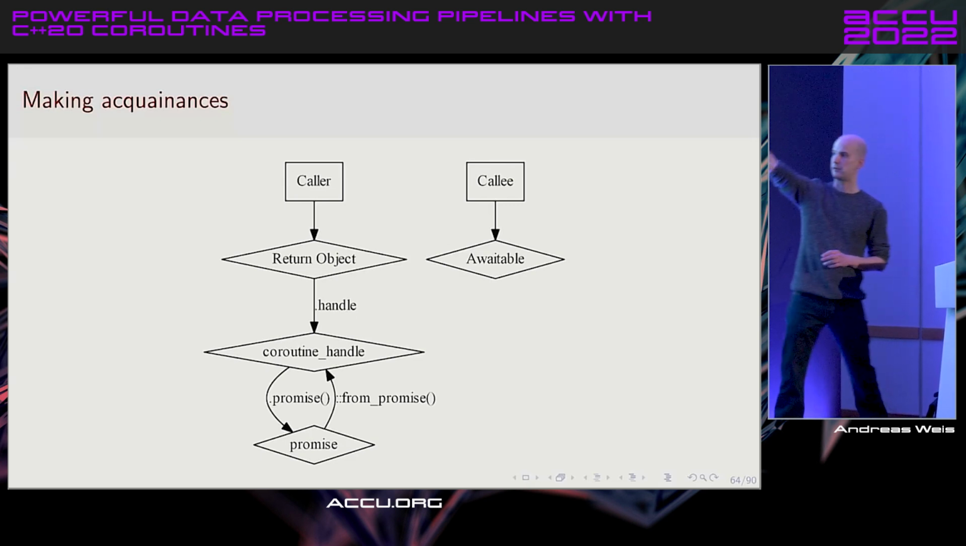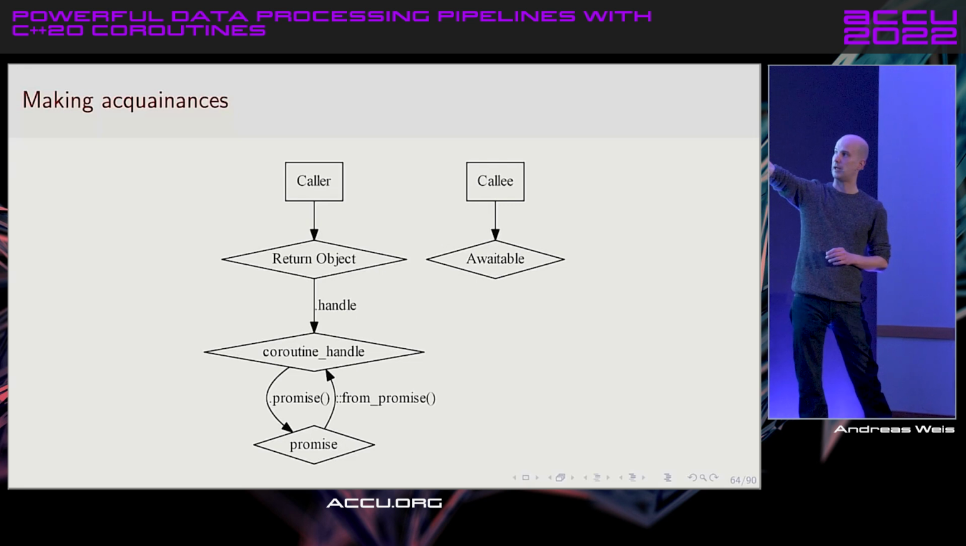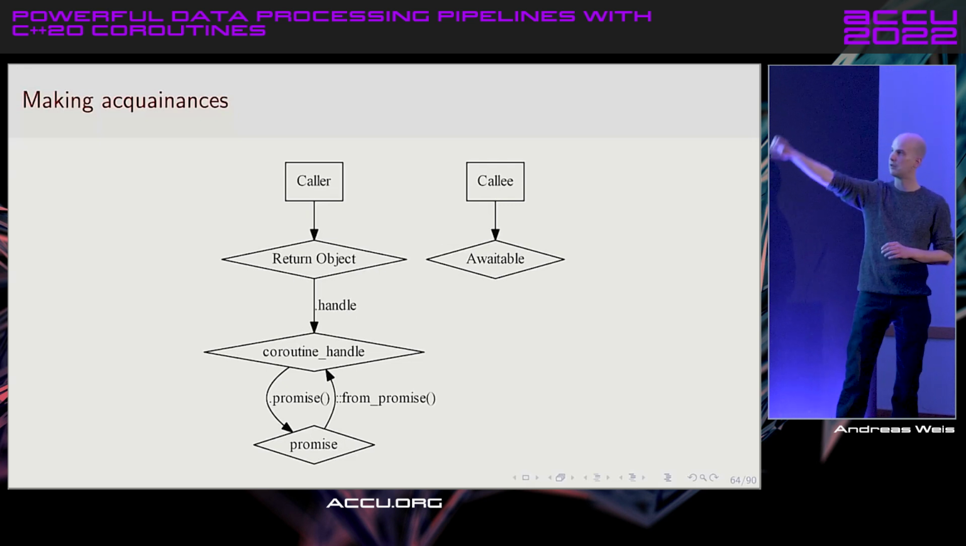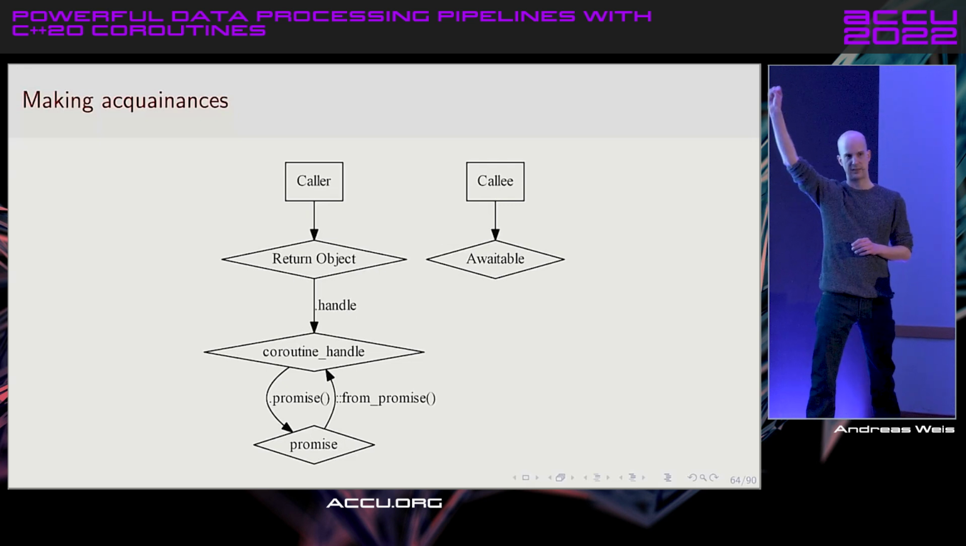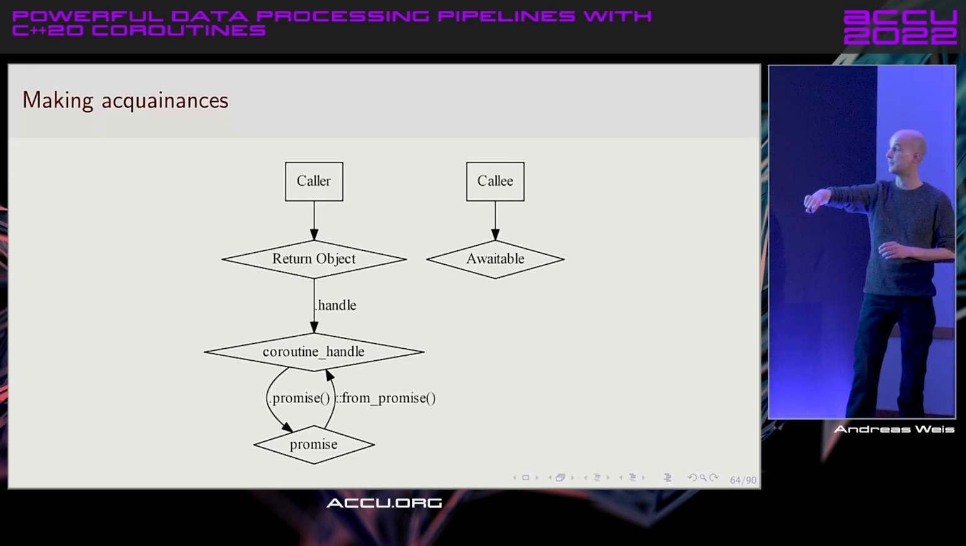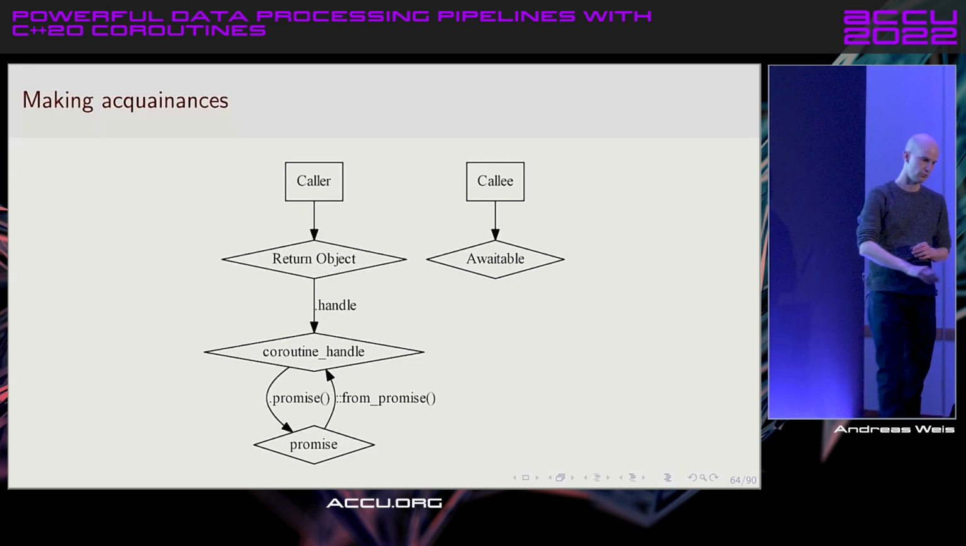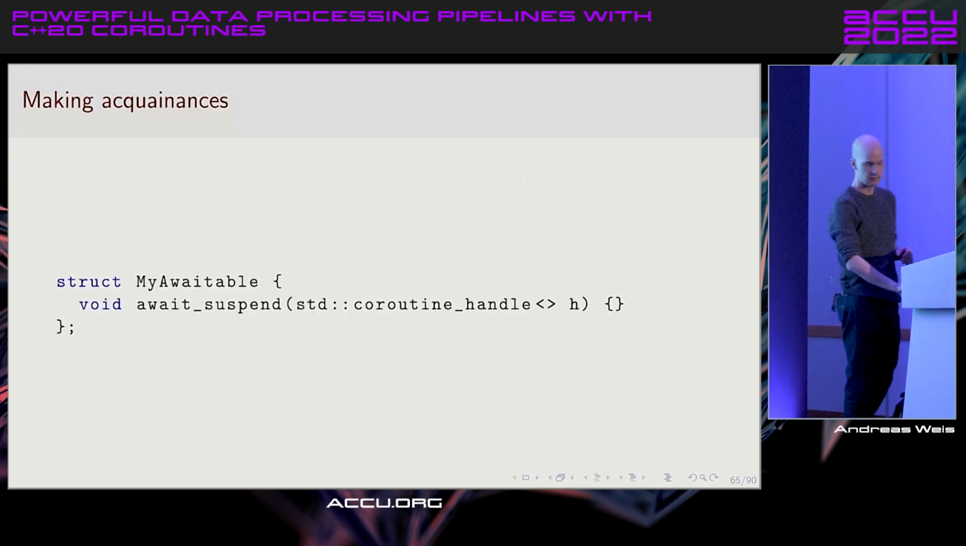So this makes a connection here, right? Now I can get from the caller to the return object, and the return object has the handle. From the handle I can get the promise. So this side is now not as isolated anymore. The question is what's with the callee? The callee currently only has the awaitable.